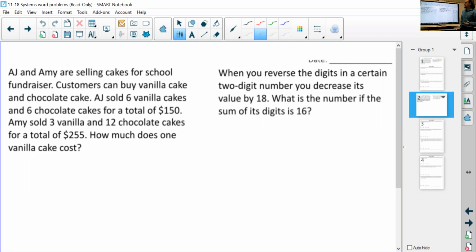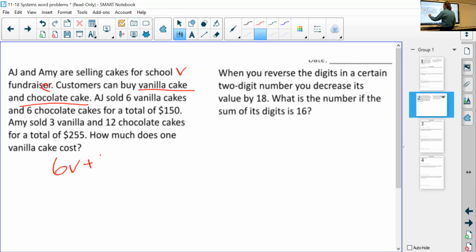They can buy vanilla cake and chocolate cake. So pretty good bet these are going to be our two variables. AJ sold 6 vanilla cakes, 6 chocolate cakes for $150. All right, let's start there. So if we say vanilla cake is V, chocolate cake is C, right? Declare our variables. So AJ sold 6 vanilla cakes, so 6V, and he also sold chocolate cakes, that's a plus.